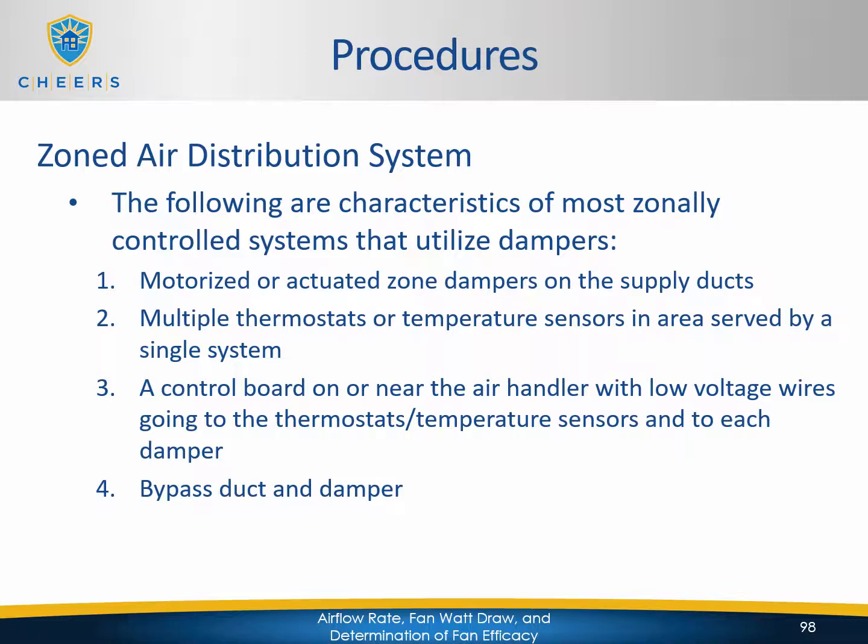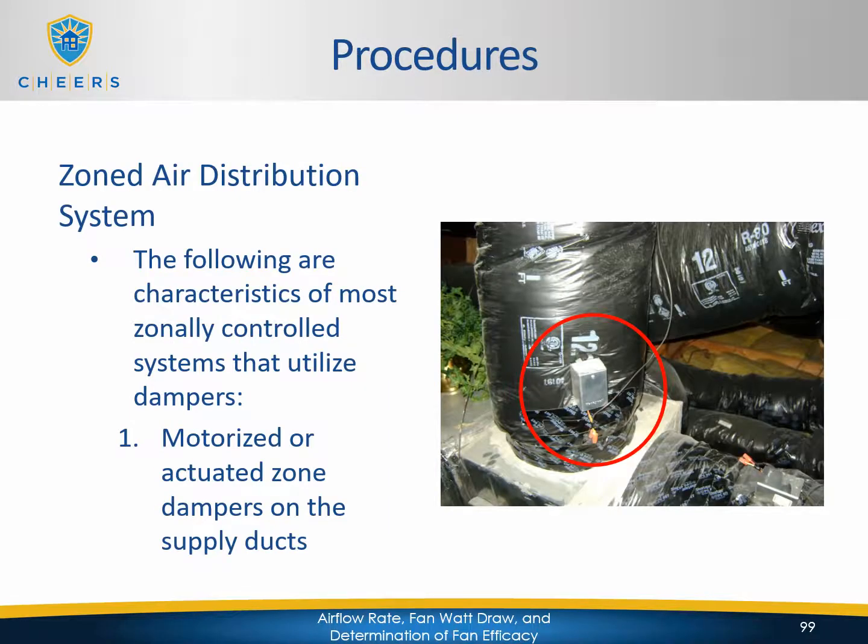You're going to see a control board on or near the air handler with low voltage wires going to the thermostat's temperature sensors and to each damper. So you're basically going to see the control board that goes to the individual dampers, and or you're going to see a bypass duct and a damper to the bypass duct. Those are all good indications that you're working on a multi-zone system. And this is an example of motorized or actuated zone dampers on the supply ducts.